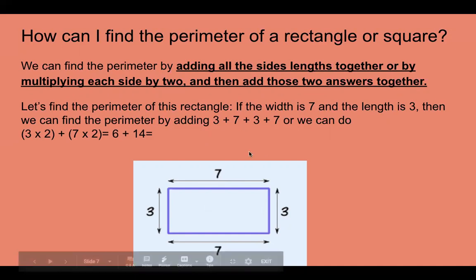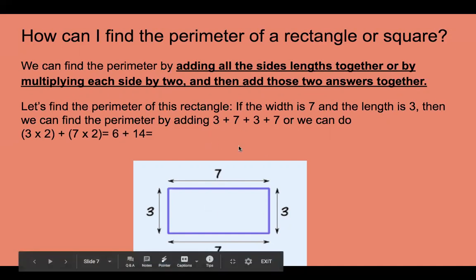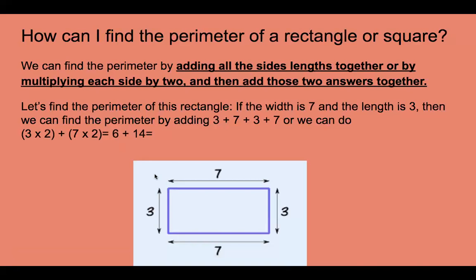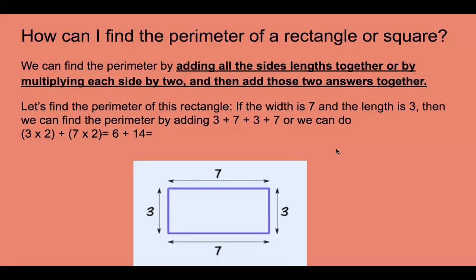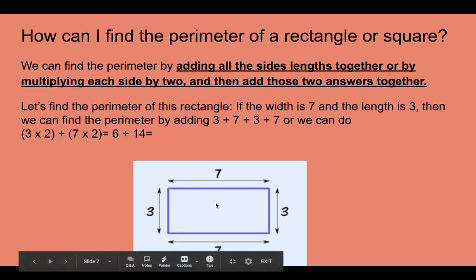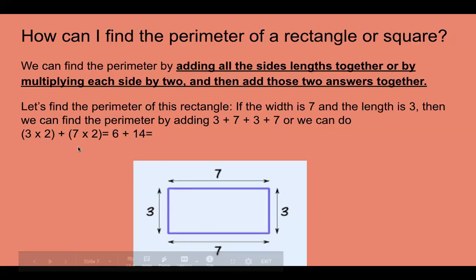So to find the perimeter of this rectangle, you can add all the sides together. Its width is 7 and its length is 3. So we can add 3 plus 7 plus 3 plus 7. Or again, like I was saying, the other strategy, you could do 3 times 2 plus 7 times 2. 3 times 2 would get you 6. 7 times 2 would get you 14. And then you can add those two answers together to get the perimeter of this rectangle.